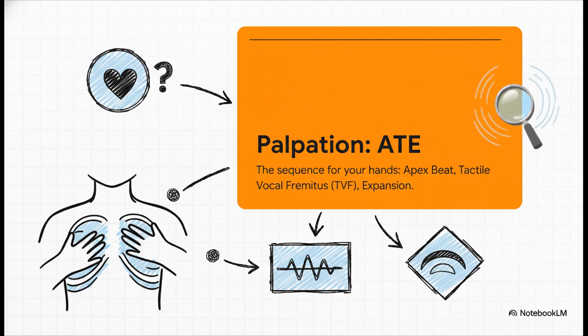Okay, next you're going to put your hands on the chest. For palpation, just follow the sequence ATE. First, find the apex beat. Is it in the right place? Then, you'll assess tactile vocal fremitus, and finally, check chest expansion.